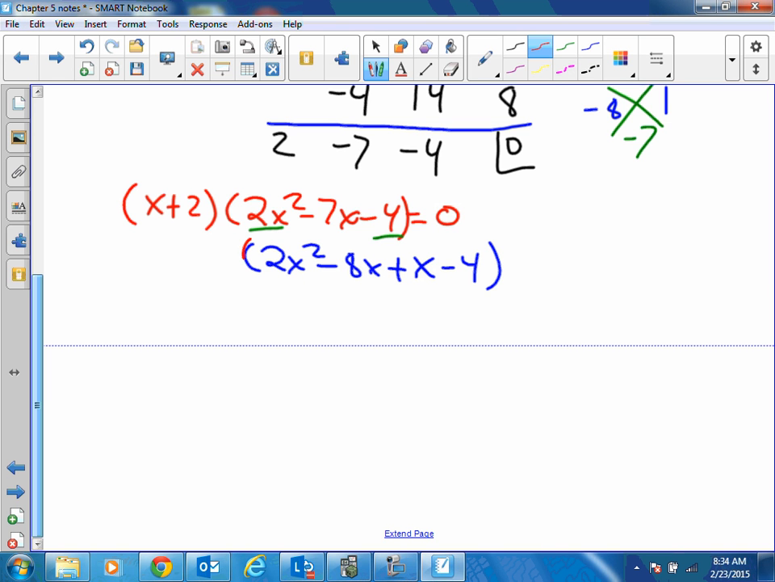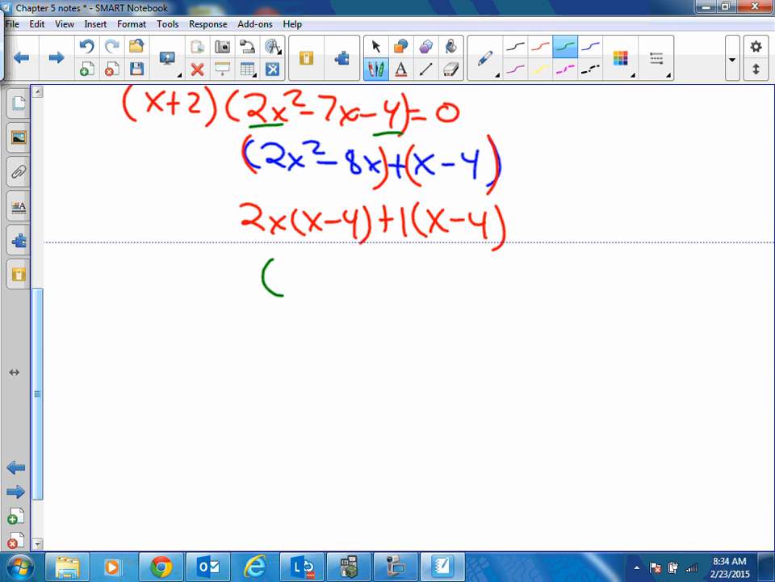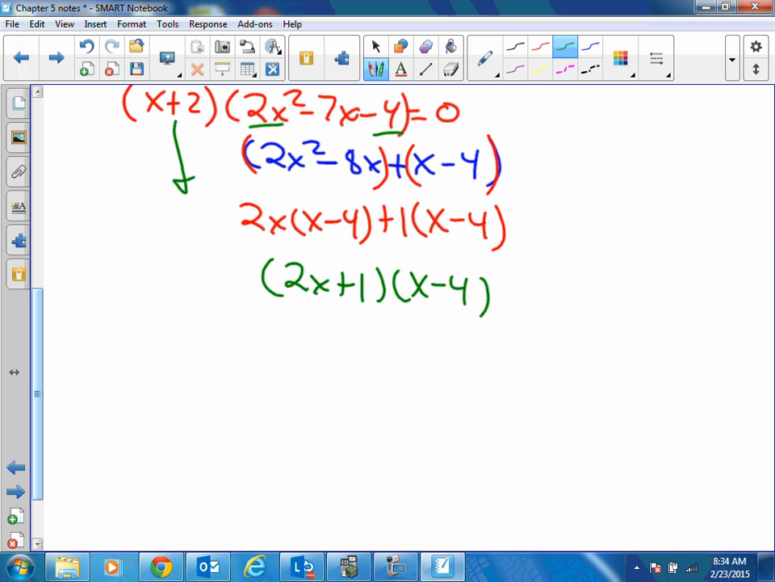Then we can factor by grouping. We take out a 2x, and we're left with x minus 4. Nothing to take out here but a 1, so we're left with x minus 4. Okay? So when we rewrite it, we have 2x plus 1 and x minus 4. And we can also drop down our x plus 2 equals 0, because we're still trying to find our zeros. So the answer is what makes those go to 0.